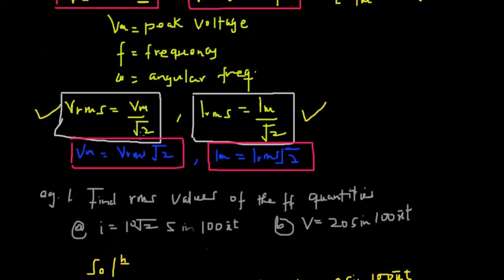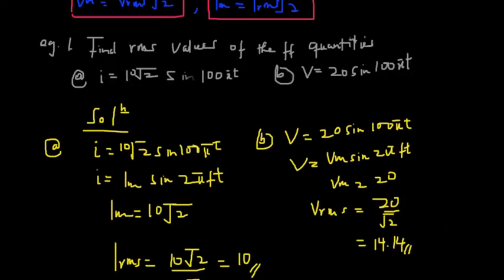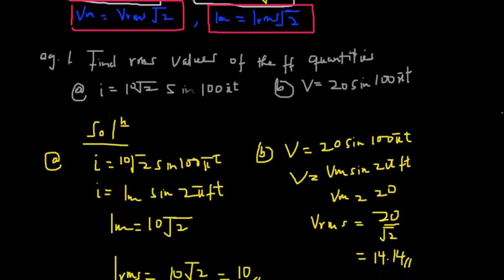we know that VRMS is equal to Vm on root 2. So we have our Vm, which is 20, on root 2. That will be our root mean square voltage. You can further simplify this to get 10 root 2. Let's see, this will give us 14.14.